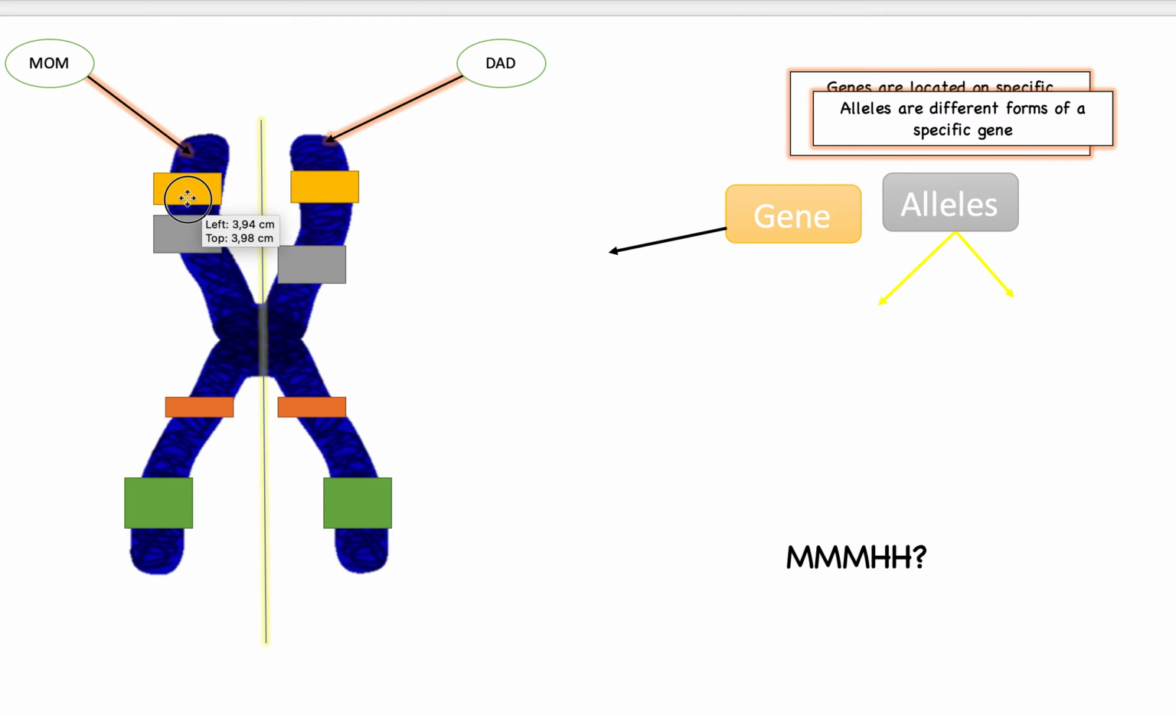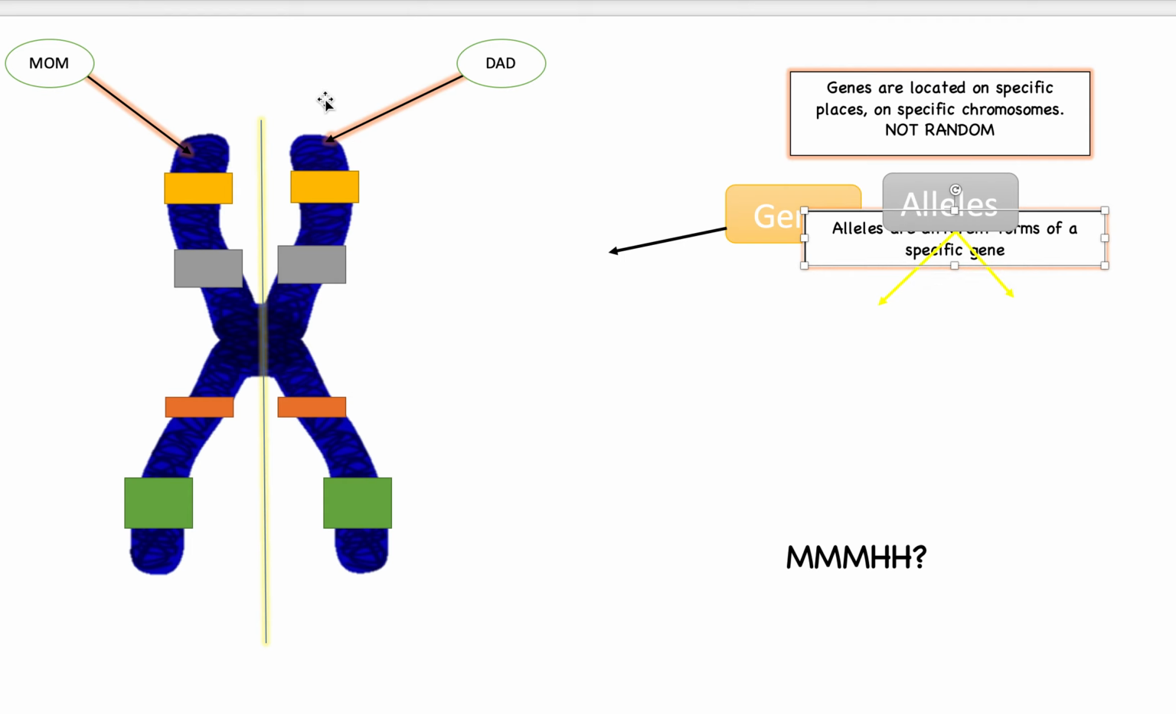So the code for hair color from your mom will be at the same level as the code for the hair color of your dad. The height from your mom will be at the same level as the height from your dad's DNA. Okay, so what I'm trying to say is just that the location of the features of your mom and your dad on the chromosome is always the same. They're not mixed around randomly. There's always a specific place they need to be.